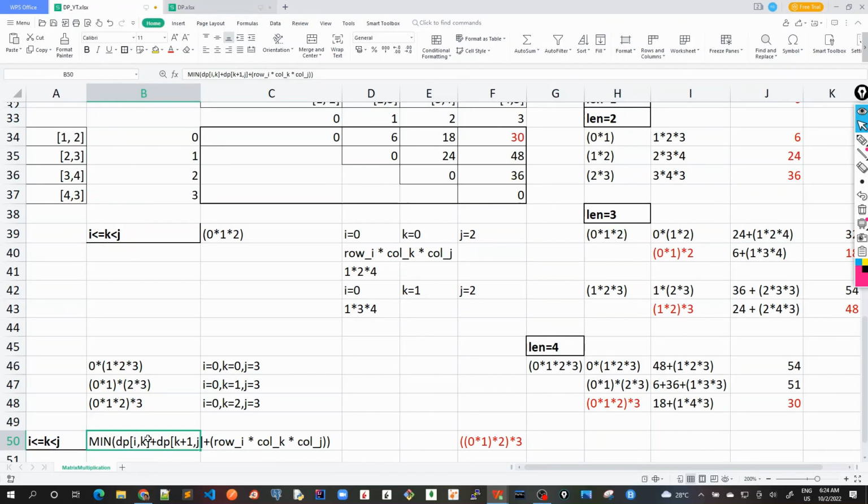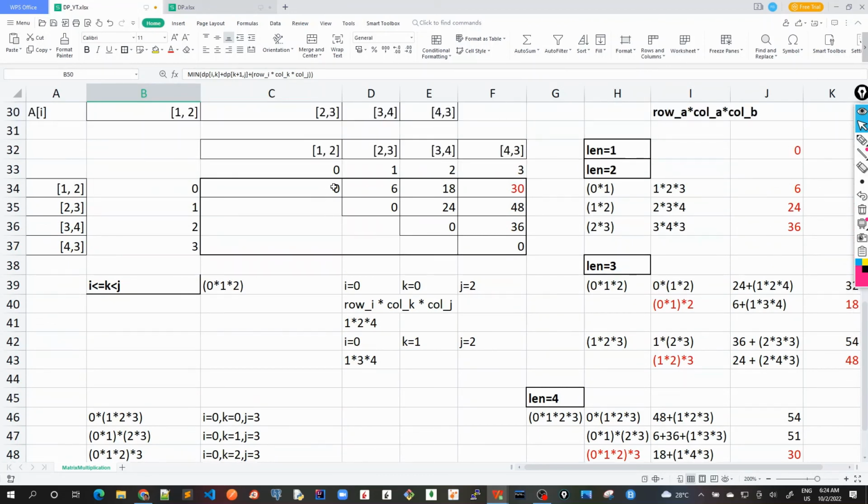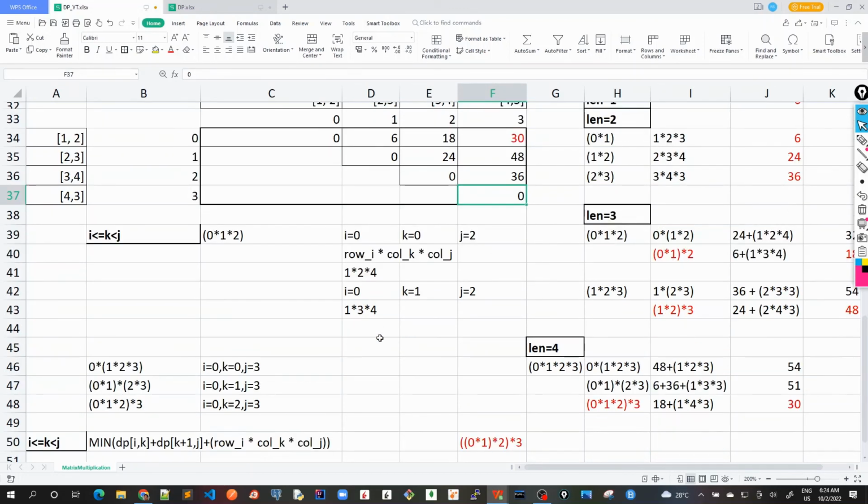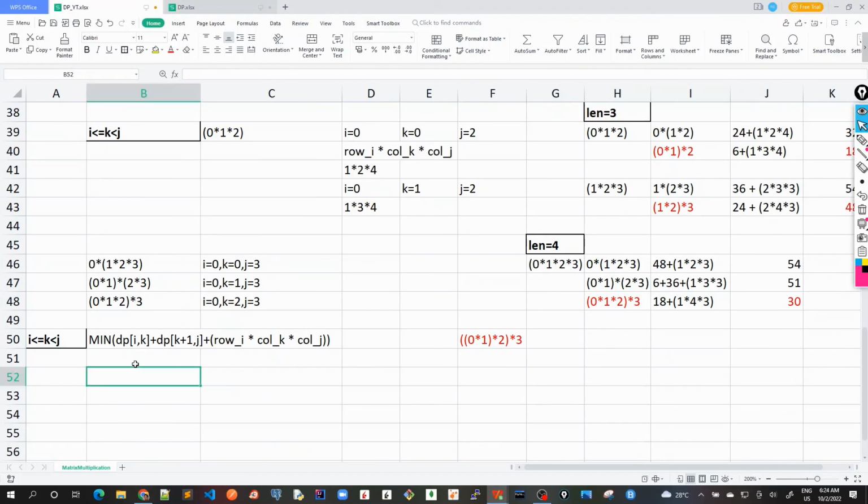And the base case is 0 when it's only one index of the array of matrices, of only length one. Okay, so this is the formula.